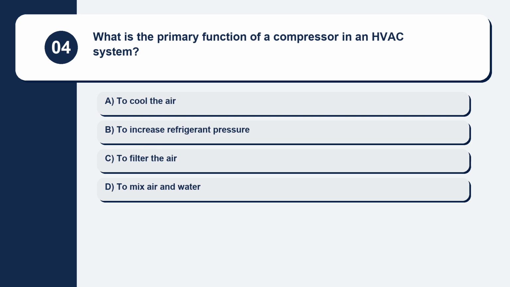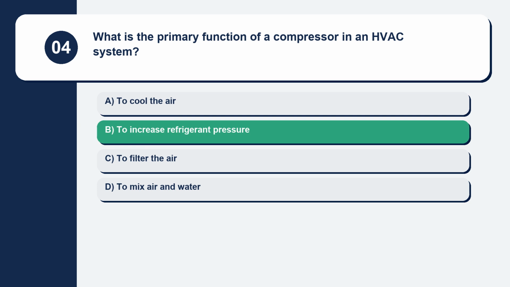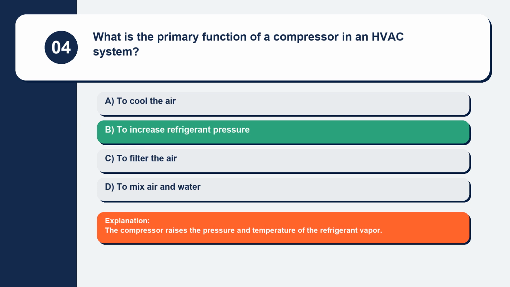Question 4. What is the primary function of a compressor in an HVAC system? To cool the air. To increase refrigerant pressure. To filter the air. To mix air and water. The compressor raises the pressure and temperature of the refrigerant vapor.